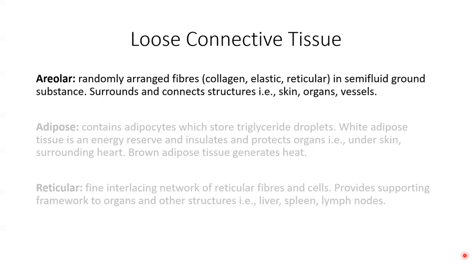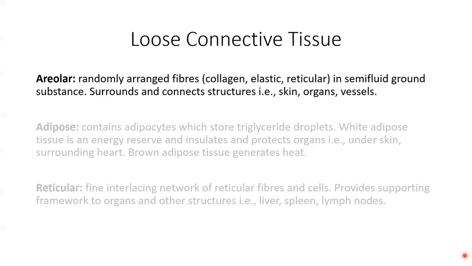So looking at each of the loose connective tissue subtypes, areolar tissue is one of the most widely distributed connective tissues. It consists of collagen, elastic, and reticular fibres, arranged in a random pattern around several kinds of cells, including fibroblasts, macrophages, plasma cells, adipocytes, mast cells, and a few white blood cells, all embedded in a semi-fluid ground substance.